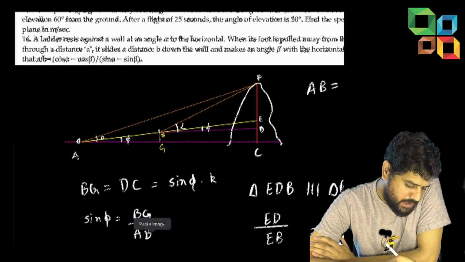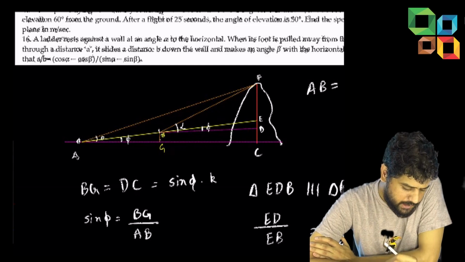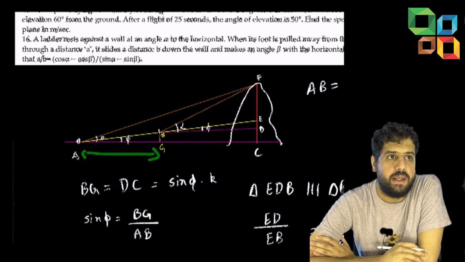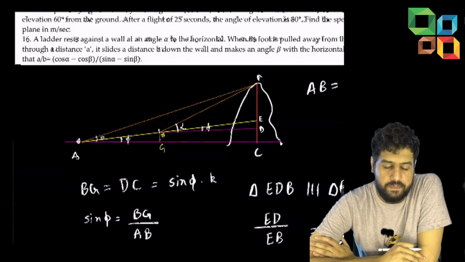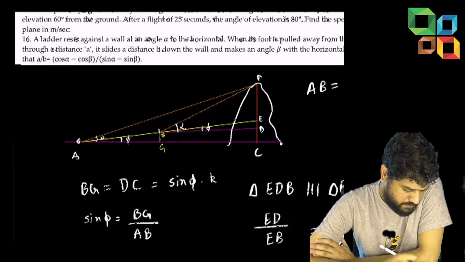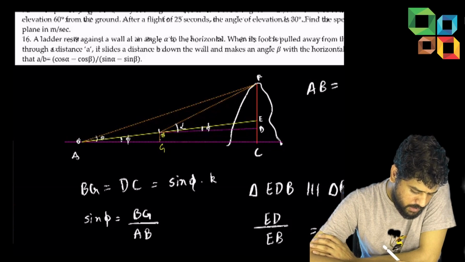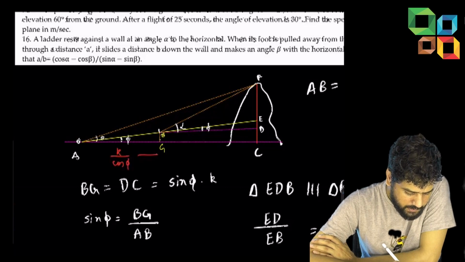But this length we can find. Siddhartha, we can find this length AG. So are you saying you want to use this in some other way once you find this AG? AG is what? It is this cos, no? K by cos phi, this length.